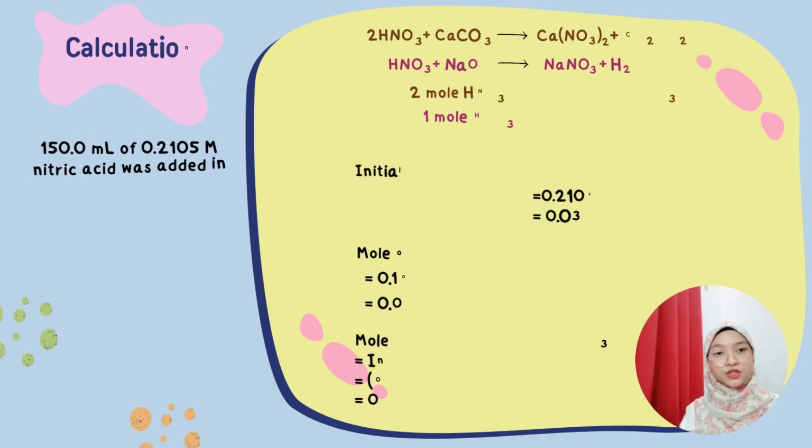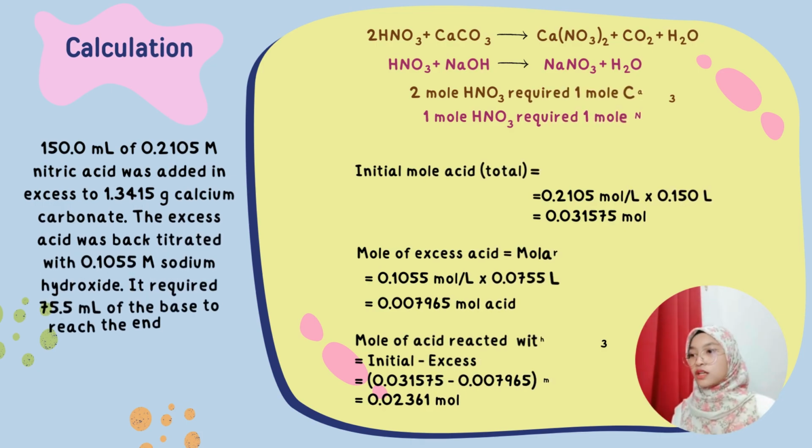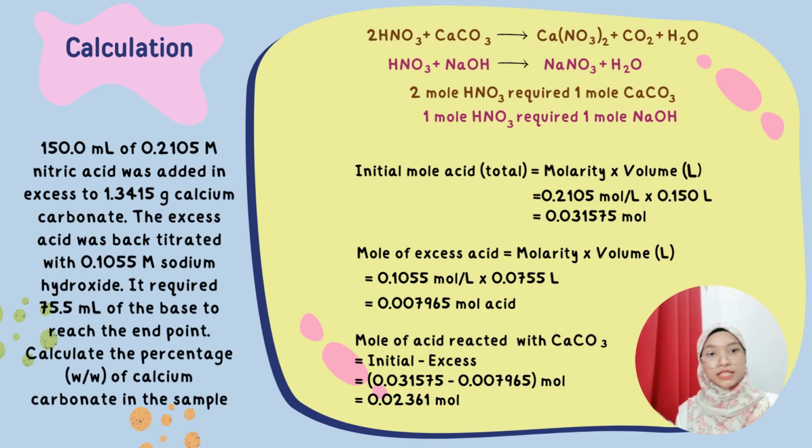The example question is as shown at the side. First, we write a balanced equation for the above reaction. 2HNO3 plus CaCO3 will produce Ca(NO3)2 plus CO2 and H2O. And then the second equation, HNO3 plus NaOH will produce NaNO3 plus H2O. From the equations above, we know that 2 mole of HNO3 requires 1 mole of CaCO3, and 1 mole of HNO3 requires 1 mole of NaOH.